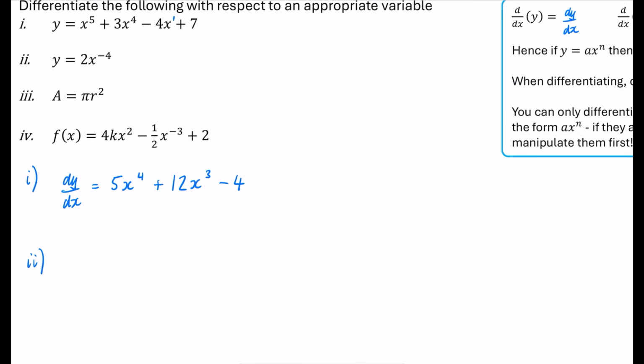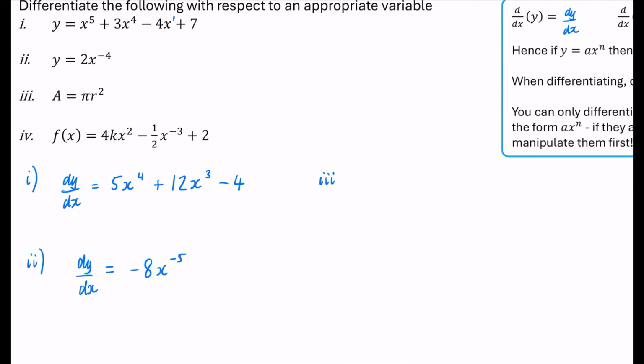Okay, so for part 2, we have that y equals 2x to the minus 4. So you can do this with negative powers. The y will differentiate to dy by dx, and I'm going to pull that power down. So it's going to be 2 times minus 4, which is minus 8. And I'm going to reduce it by 1. Careful that you're going down further, so instead of minus 4, it would be minus 5.